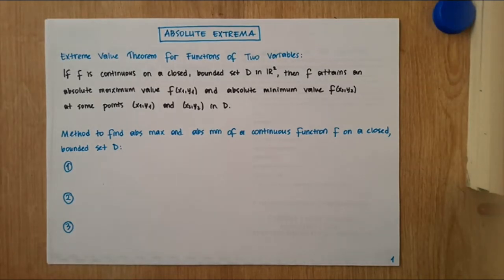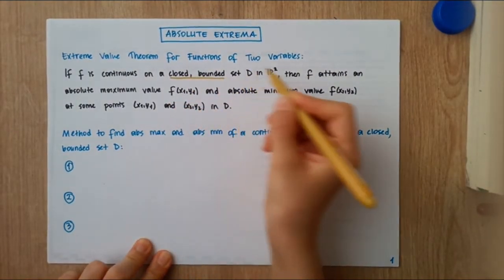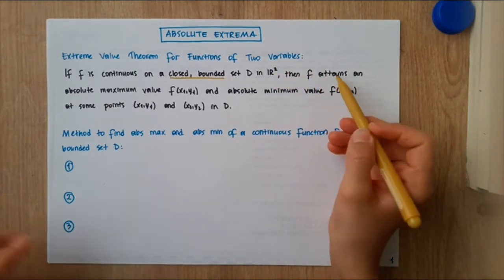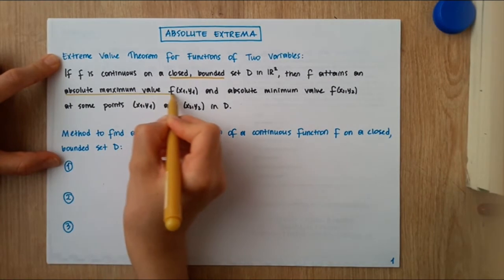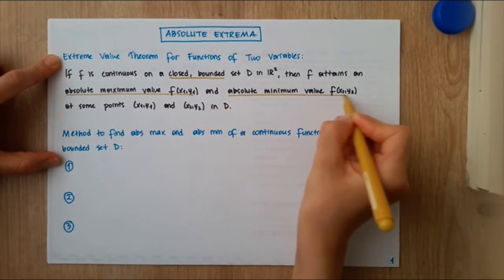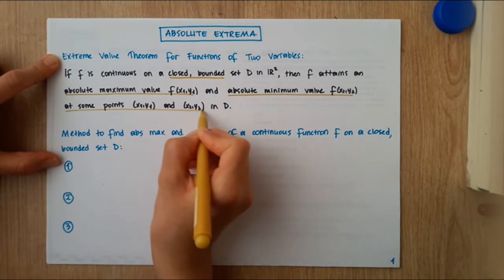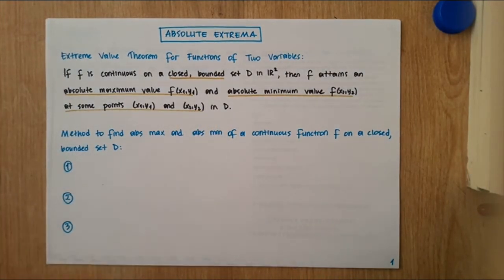Hello everybody, in this video I will talk about absolute extrema, and let's start with the theorem for functions of two variables. If f is continuous on a closed and bounded set D in R squared, then f attains an absolute maximum f of (x1, y1) and an absolute minimum value at some points (x1, y1) and (x2, y2) in D, which means the existence of the absolute minimum and the absolute maximum is guaranteed here. Okay, so because they exist, we can find them using some methods.